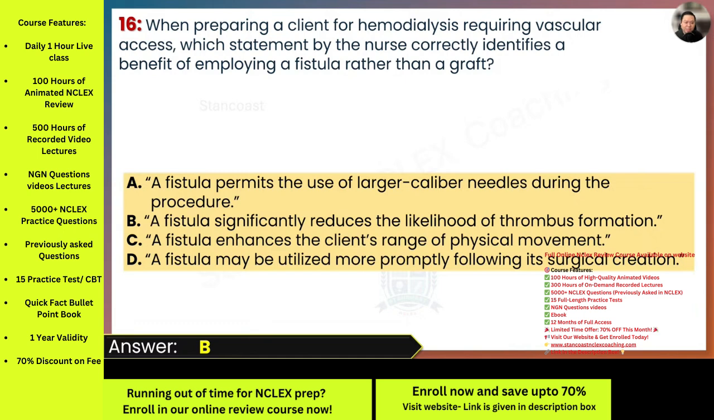And so if you're going to encounter the same type of question like this one, especially with fistula, or let's say comparison between a fistula and a graft, you need to focus on long-term advantages like lower clot risk and also better durability. Okay, and you got to eliminate those options that do not directly compare a fistula to a graft, like needle size or mobility.